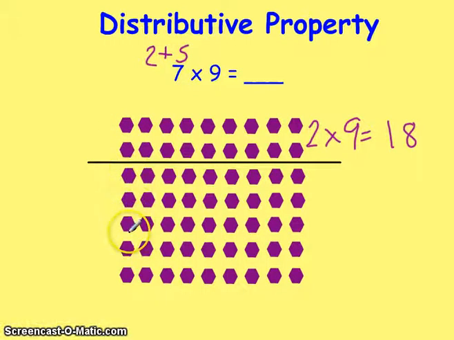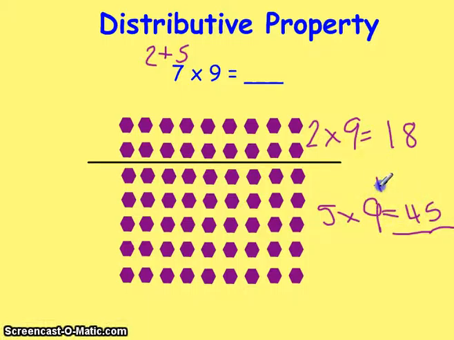1, 2, 3, 4, 5. 5 times 9 is 45. You can count by 5s, or you can count each individual part. Remember, I have to add to put it back together. So 8 plus 5 is 13, and 1 plus 1 plus 4 is 6, 63.